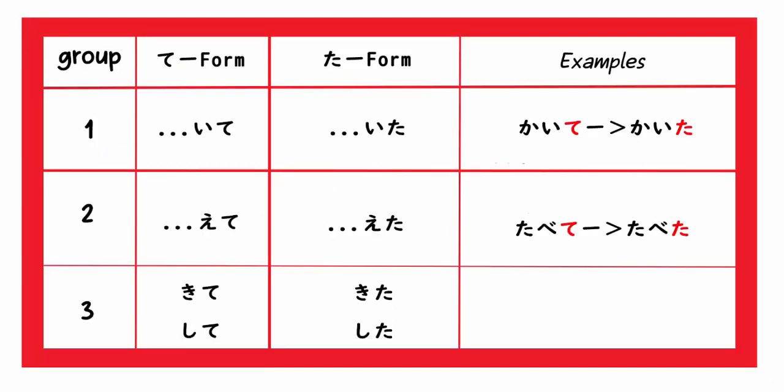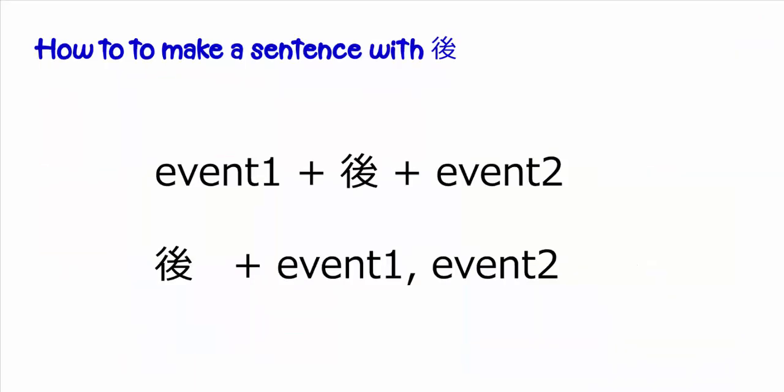I just made a slide for you to remember ta format. Just see it for 10 seconds to remember. Don't need to thank me. So you can use ato both at the very beginning of the sentence or between two sentences. Just remember that if you want event 2 to happen, you first need event 1 to happen.